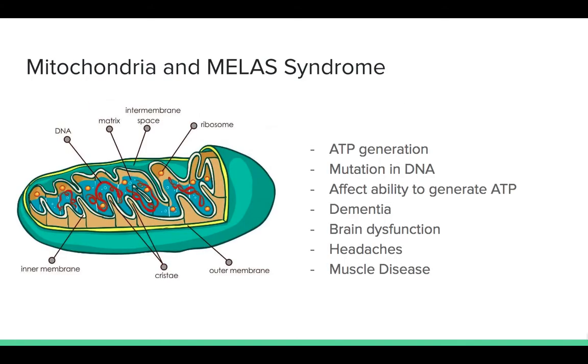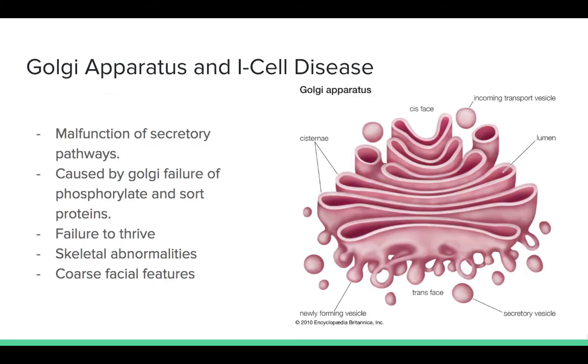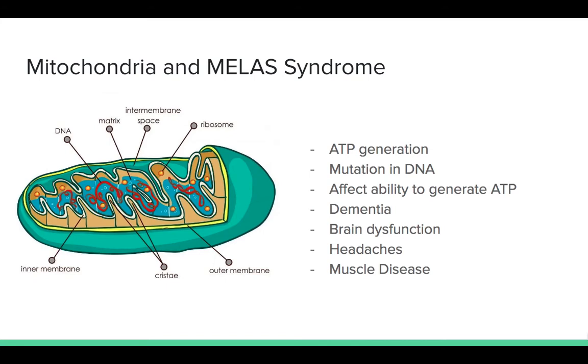Mitochondria and MELAS syndrome. MELAS stands for mitochondrial encephalopathy, lactic acidosis, and stroke-like episode syndrome. It is a rare form of dementia caused by mutation in the DNA of the mitochondria. As a result of the disturbed function, patients develop brain dysfunction, seizures, and headaches, as well as muscle diseases with a buildup of lactic acid in the blood.